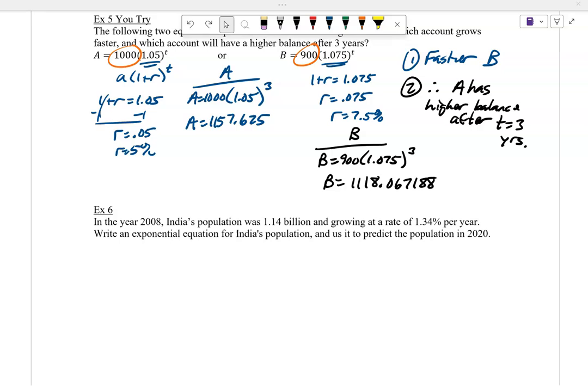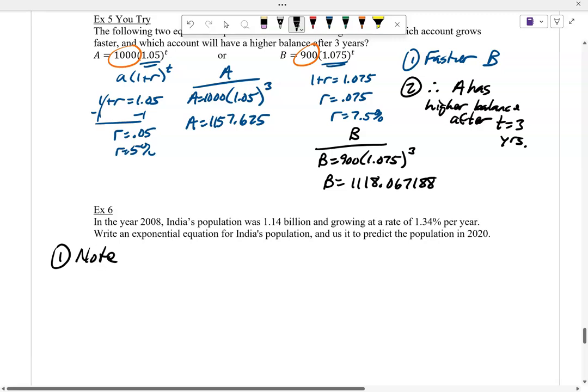In the year 2008, India's population was that. So make a note here. They're telling you that's the initial population in that year, right? That's like time 0. And it's growing at a rate of 1.34% per year. Write an exponential equation for India's population. Use it to predict the population in 2020.